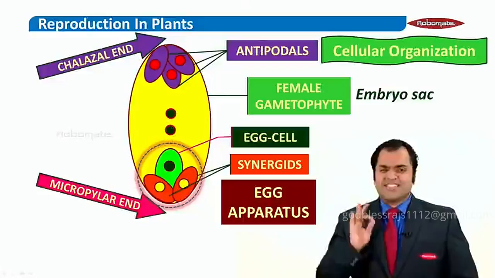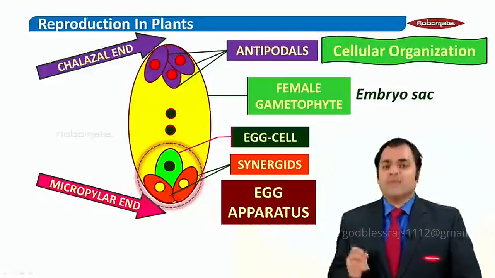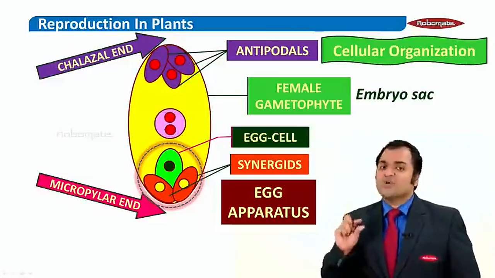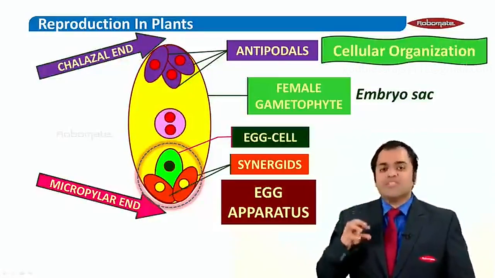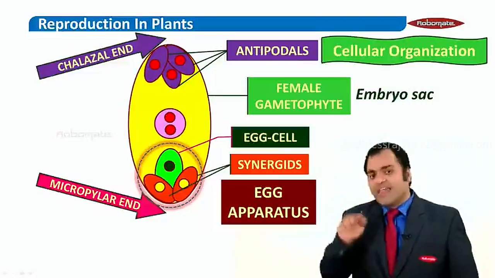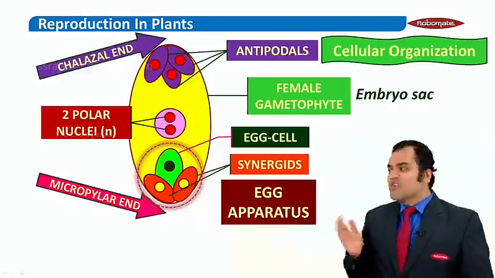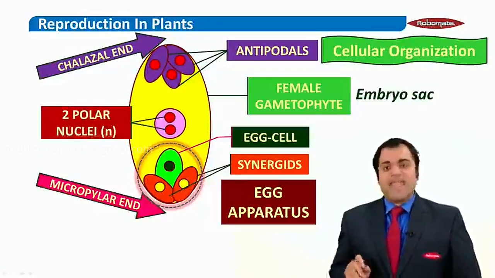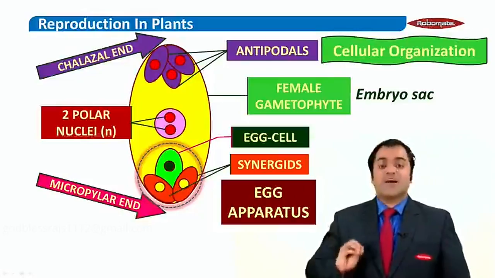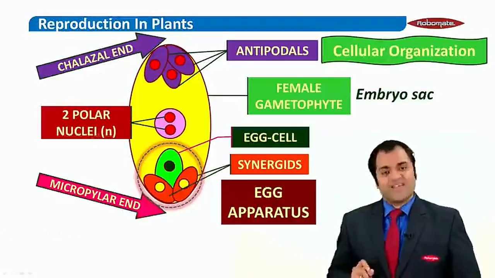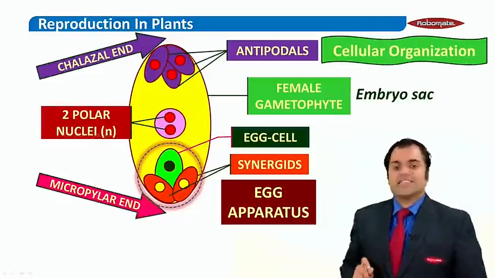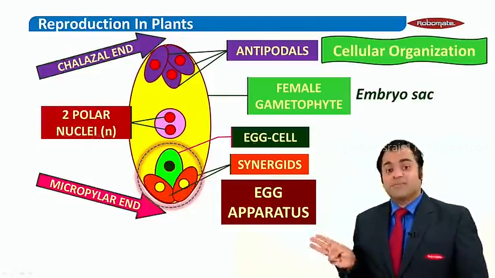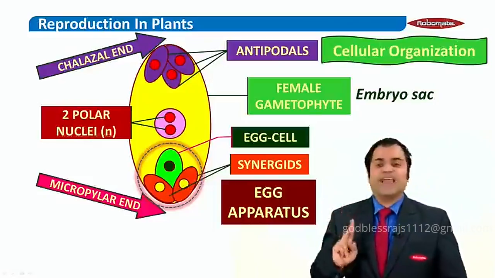Now let us see that 7th cell. That 7th cell will be formed in the center. In the center, those 2 polar nuclei will join together and form a cell wall around them and give you a structure called the secondary nucleus. And this is how I have just developed 7 cells. These 7 cells contain 8 nuclei: 3 at the bottom, 3 at the top, and 2 nuclei in the center cell.